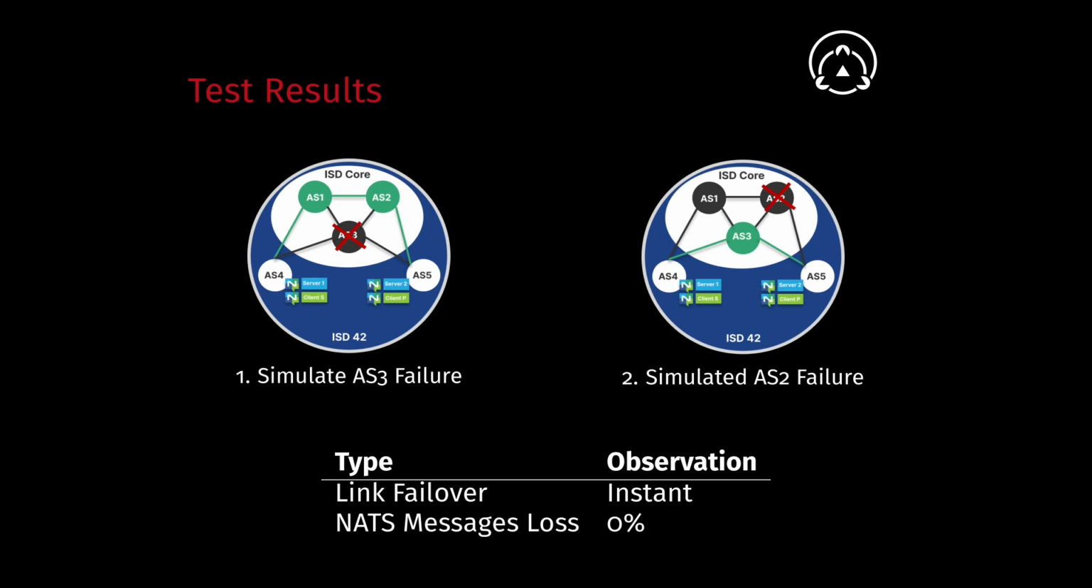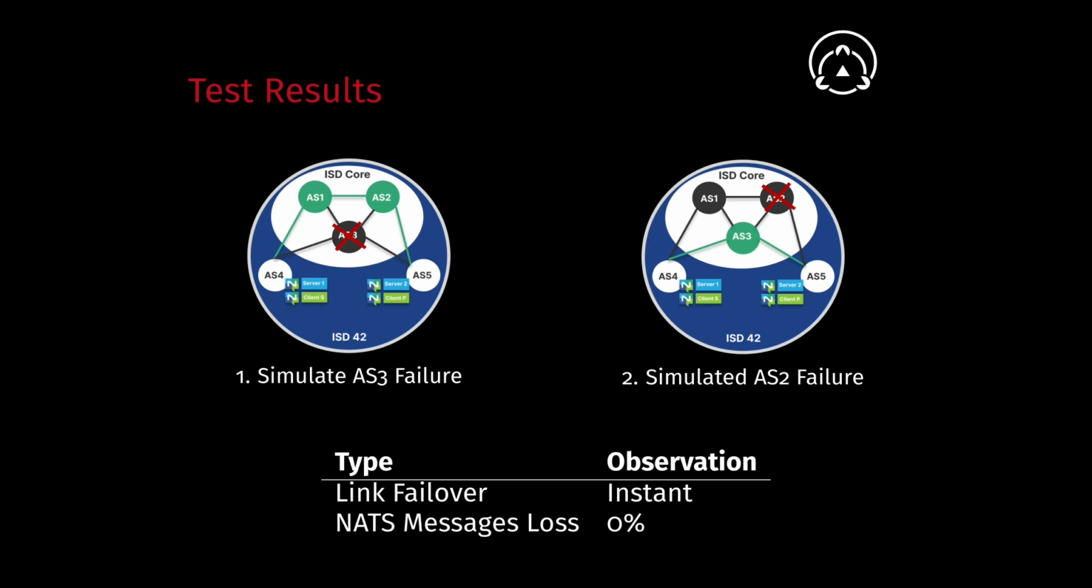You can see that the connection detects the failure and then quickly establishes another route, and it does it so fast that the NATS messages aren't lost. I'm sending a constant stream of messages, and nothing ends up getting dropped during this failure, which was really, really interesting.